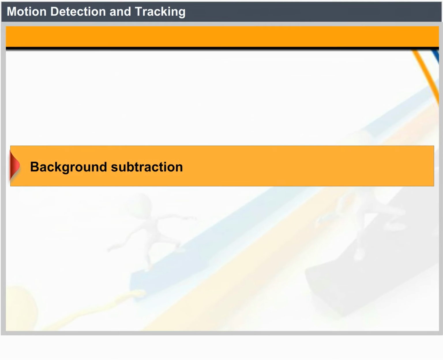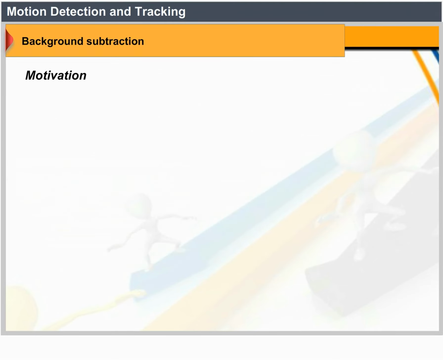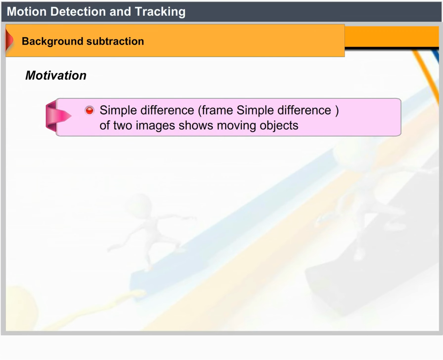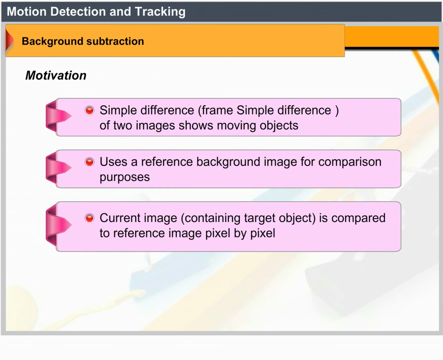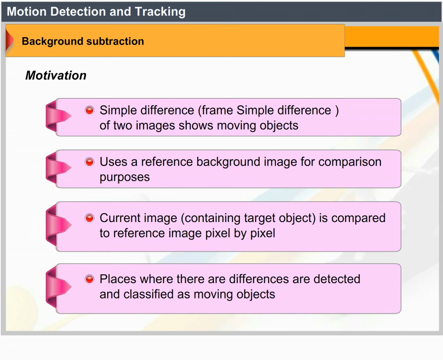Background subtraction. Motivation. Simple difference: the simple difference of two images shows moving objects. It uses a reference background image for comparison purposes. The current image containing the target object is compared to the reference image pixel by pixel. Places where there are differences are detected and classified as moving objects.